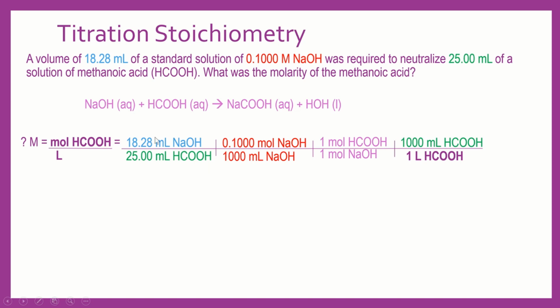And finally, we want to convert our milliliters of methanoic acid to liters of methanoic acid. And there's a conversion we've been making since the beginning of the year. Cool. So we cancel out our milliliters of sodium hydroxide. We cancel out our moles of sodium hydroxide. We canceled out our milliliters of methanoic acid. And we were left with moles of methanoic acid over liters of methanoic acid. Voila, that's a molarity.